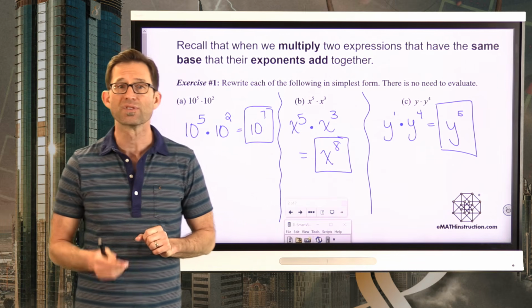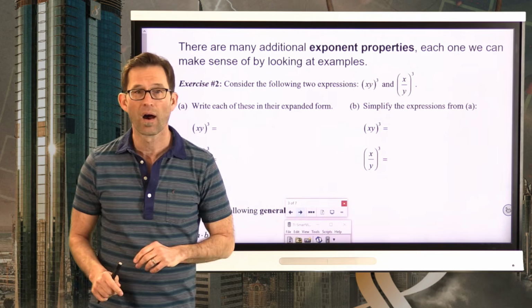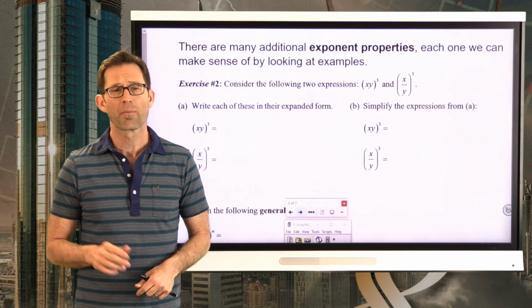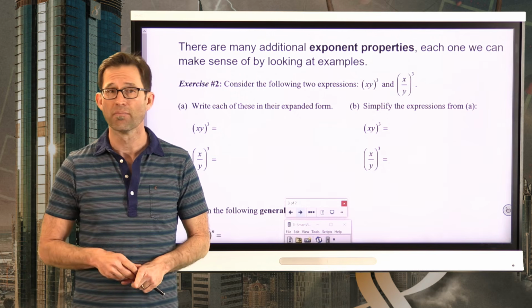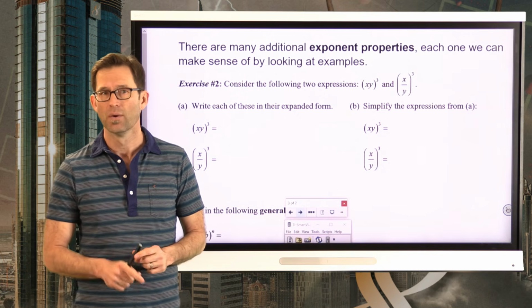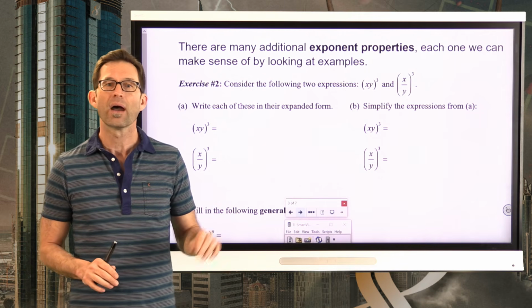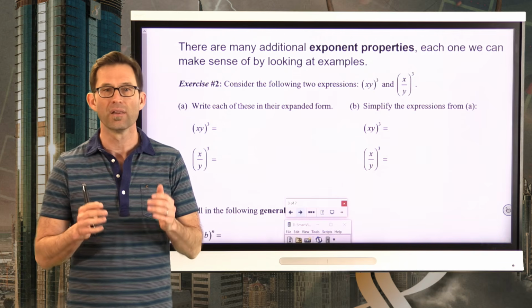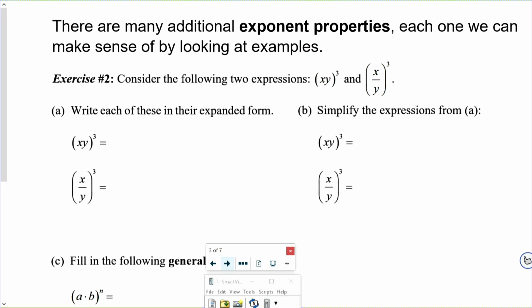Now, let's explore some additional properties of exponents. There are many, many additional properties of exponents, probably something on the order of 8 different exponent properties. By the time you're done with Algebra 2, which is a long ways away, you're going to know every single one of them. Each one of the exponent properties we can really make sense of by looking at examples. So let's take a look at exercise number 2.